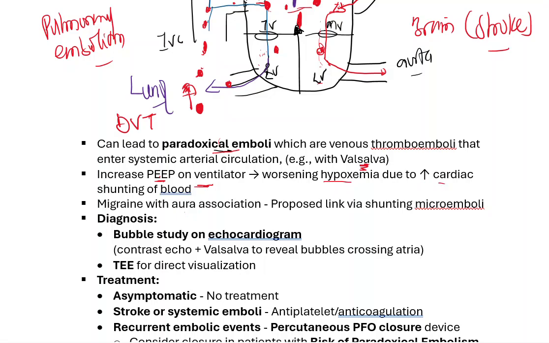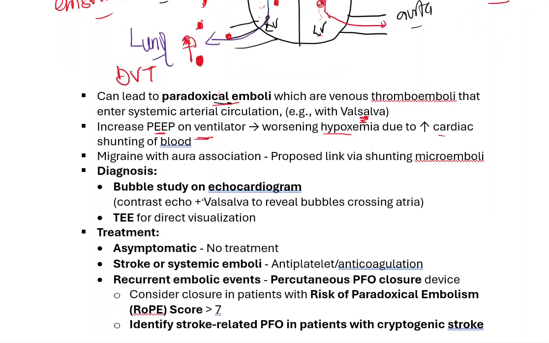There has also been some proposed link between migraine with aura and patent foramen ovale, because of shunting of microemboli into the brain. So how do we diagnose this? The way we diagnose this is with an echocardiogram with bubble. So we do a bubble study.